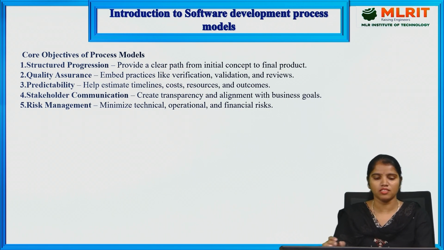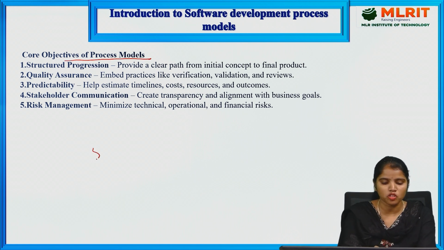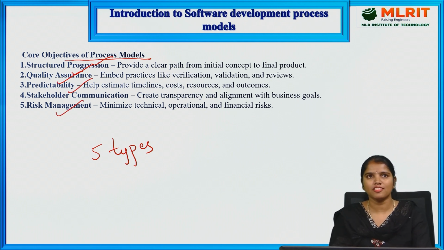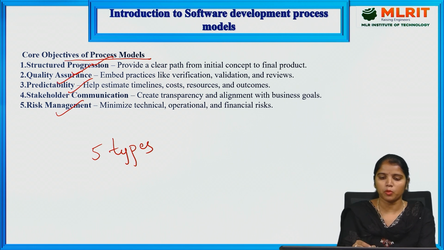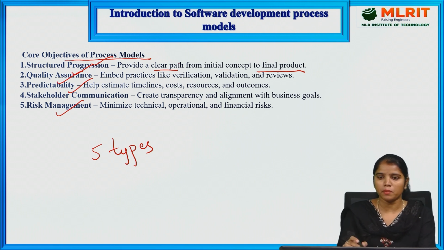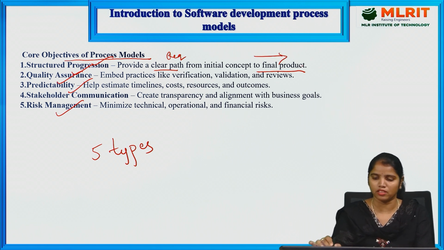Now let us discuss what are the core objectives of process models. Here we have 5 core objectives: structured progression, quality assurance, predictability, stakeholder communication and risk management. Now let us discuss structured progression. It provides a clear path from the initial concept to the final product, that is, from requirement analysis through development to deployment.